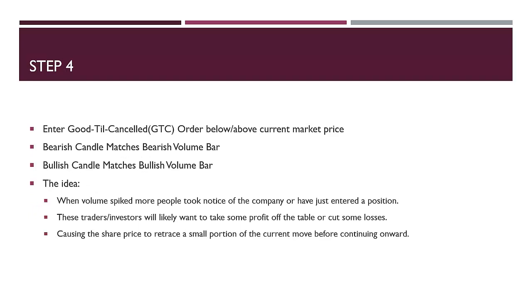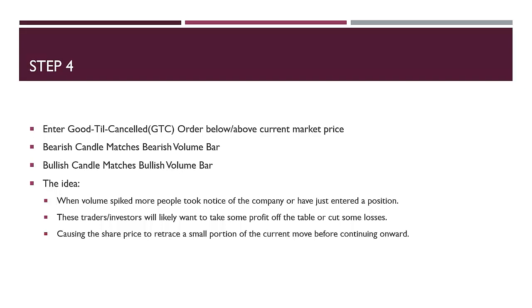And so here are our rules to enter a trade. We're going to enter a good till canceled order once we see our trigger, below or above the current market price, based on what direction the price move is. We want a bearish candle to match a bearish volume bar, which means if we have a red bearish price day, we want a red bearish volume bar, and the same in the other direction. If it's a bullish candle, we want it to match a bullish volume bar.